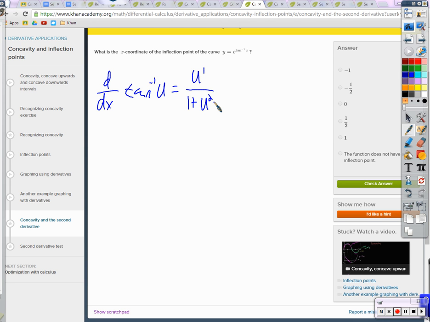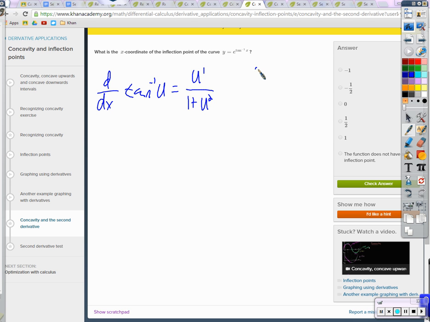Very front of the book, right there. Okay, bunch of derivatives right there. Okay, so the inverse tangent, not the tangent with the h. Oh, it says arctangent. Arctangent is the same as the inverse tangent. Yeah, it says u prime over 1 plus u squared.